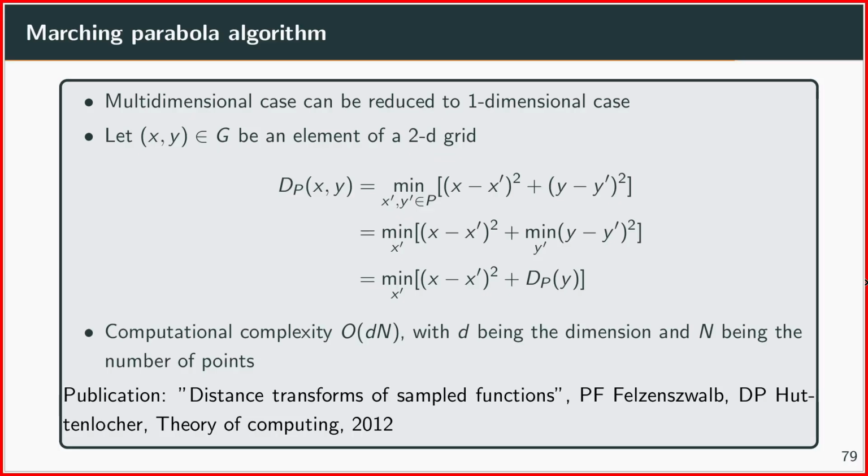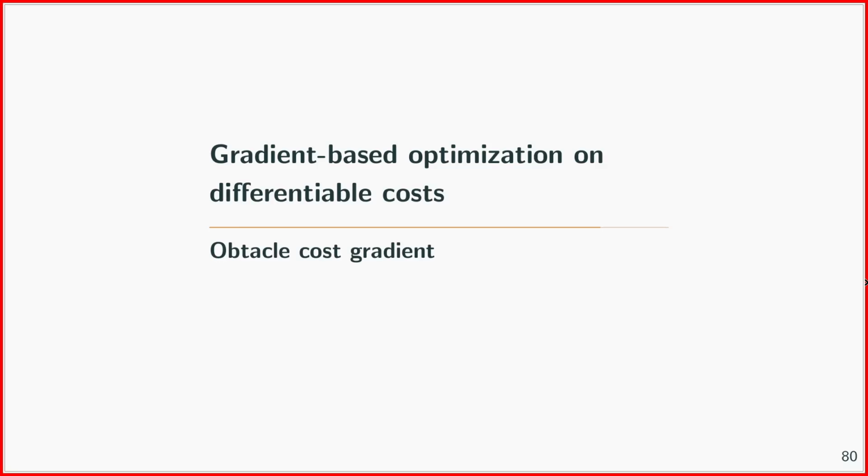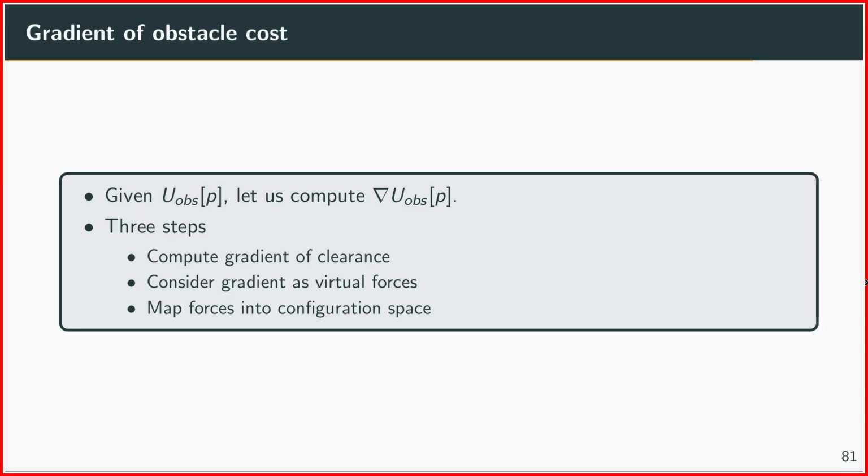Okay, so again, why did we actually do that? Because we wanted to have the signed distance field which tells us for each point in space how far it is away from obstacles. This can be directly plugged into our clearance and gives us a very efficient way of computing the clearance cost. So now that we have that, the next step is to compute directly the gradient of the obstacle cost.